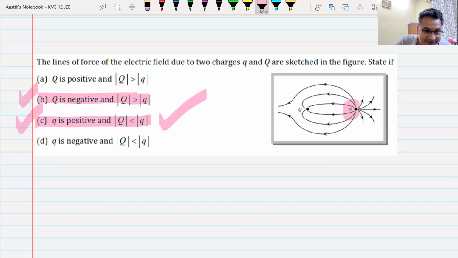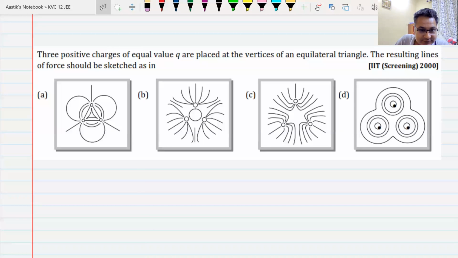Next one, sir. Three positive charges of equal value are placed at the vertices of an equilateral triangle. The resulting electric field lines could be sketched as?